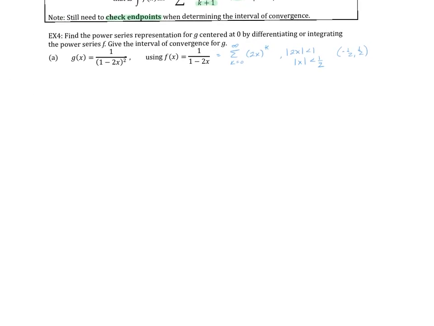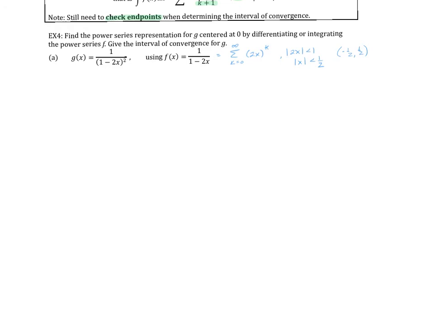Okay, so I know what the power series for f is, and now I can use that to find the power series for g. Unfortunately, 1 over (1 minus 2x) squared does not look like anything from the 1, 2, or 3 criteria when I was combining power series, so I cannot use that theorem. So instead, what I'm going to do is either take the derivative of f or the integral of f and see if it looks similar to g.